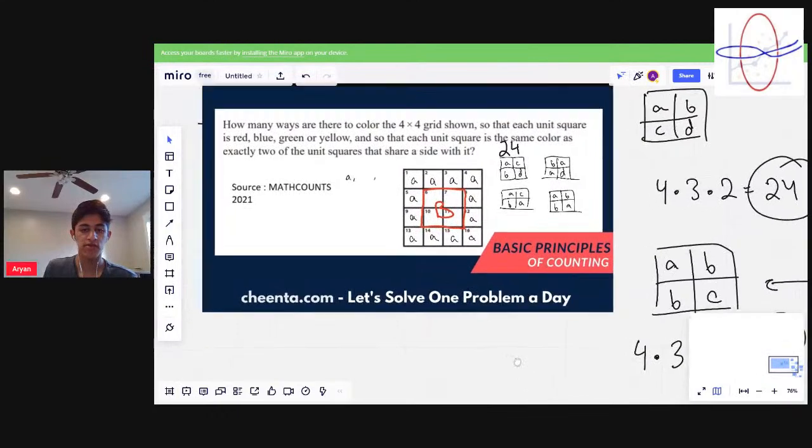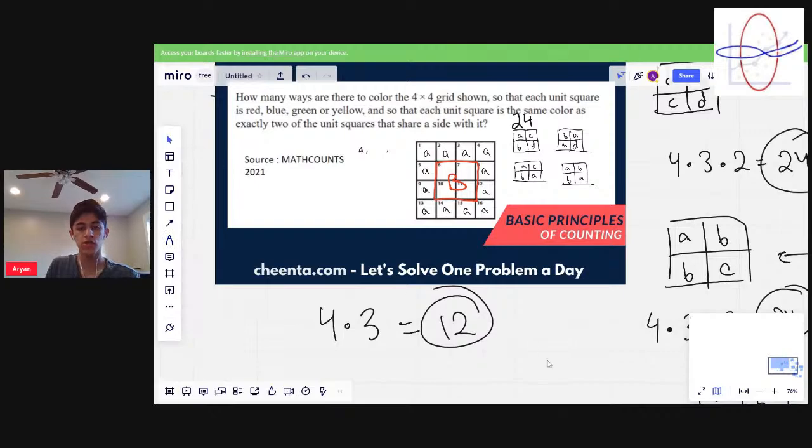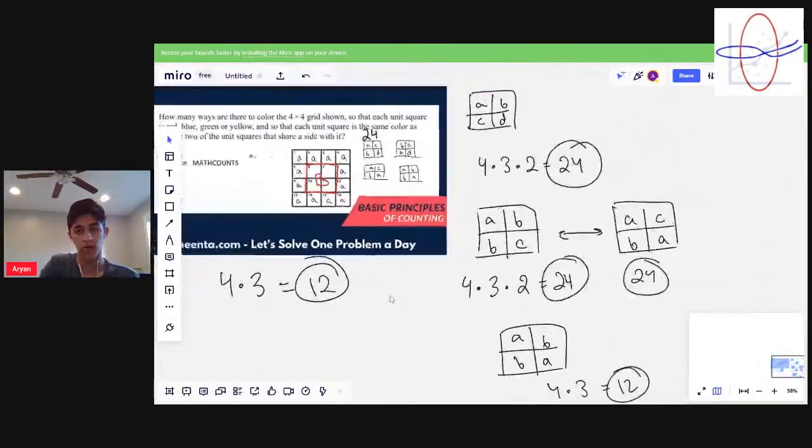And now we just need to figure this last part out, right? This case where I put one color along all the borders and I have a color in the middle. So for the color along the borders, there's 4 ways to figure out which color, right? Red, blue, green, or yellow. And then I have 3 remaining colors to pick from for my middle block of 2x2. So it's another 12.